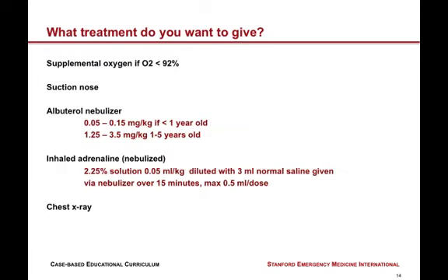Now think about what you want to do for the child and what your nurses could get to help you out. In him, his oxygen saturation is too low. It's less than 92%. So supplemental oxygen would be beneficial. Children, the younger they are, tend to be dependent on their nose to breathe. So bulb suctioning of the nose could significantly help.